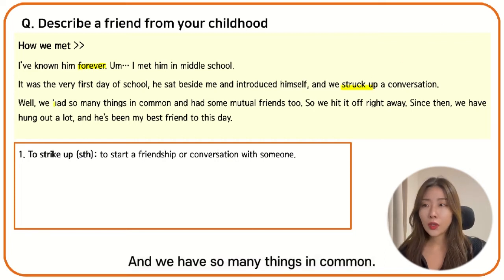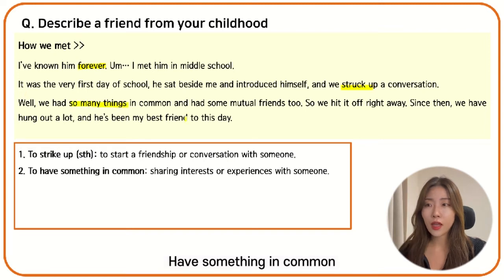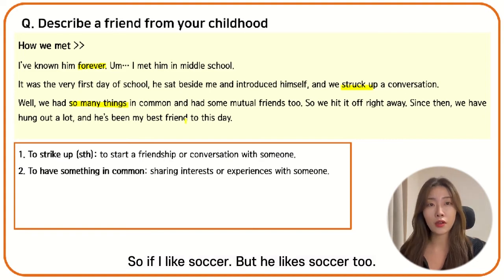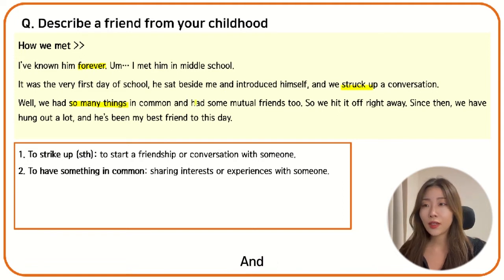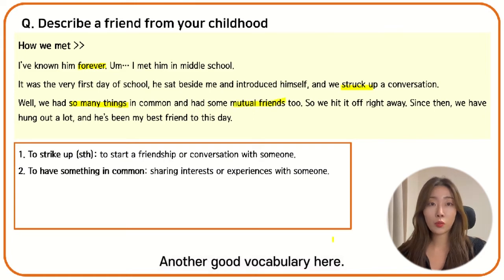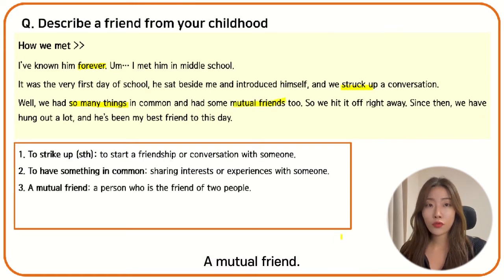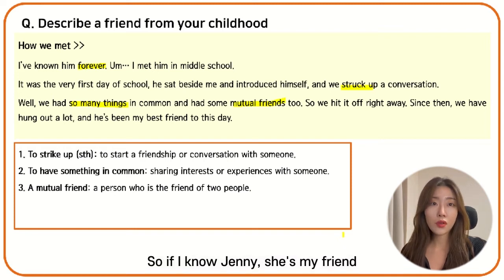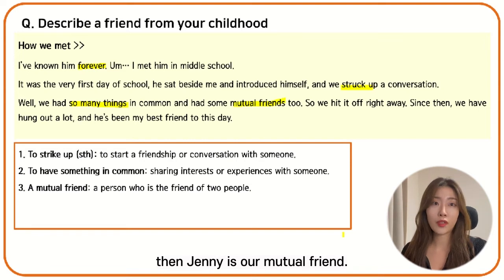Okay, and we had so many things in common. Have something in common means sharing interests or experience with someone. So if I like soccer, and he likes soccer too, then we have something in common. All right, and we had some mutual friends too. Another good vocabulary here, a mutual friend, a person who is the friend of 2 people. So if I know Jenny, she's my friend, and he knows Jenny too, then Jenny is our mutual friend.